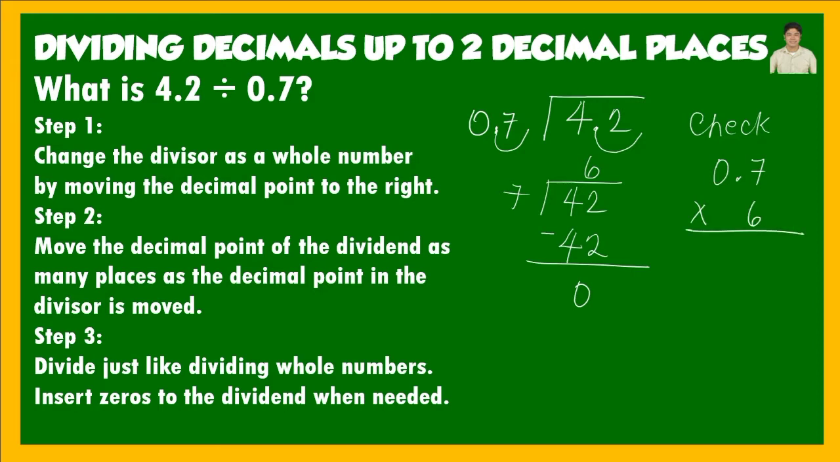7 times 6, that is 42. So, we'll write 2 and then carry 4. 0 times 6, that is 0, plus 4, 4. And then, bibilangin lang po natin yung decimal places dito sa ating mga factors dito. So, we only have 1. So, magmumove tayo ng 1 decimal place to the left. So, from here to here. So, ibig sabihin, ang sagot natin is 4.2. Therefore, 4.2 divided by 0.7, the answer is 6.